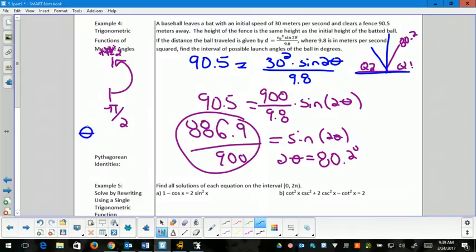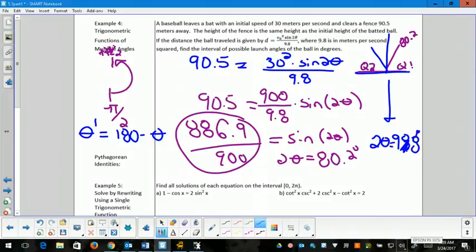Let's take a look. Theta prime, our reference angle, was 180 minus theta, when I knew the big angle in quadrant 2 and was trying to find an angle in quadrant 1. To reverse that, we're just going to subtract 180 minus 80.2, which is 99.8 degrees. So 2 theta is also 99.8 degrees. But that's 2 theta, so what do I have to do to these? Divide by 2. So that gives us final answers.